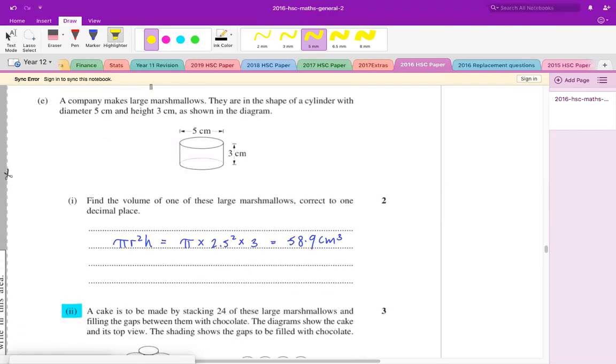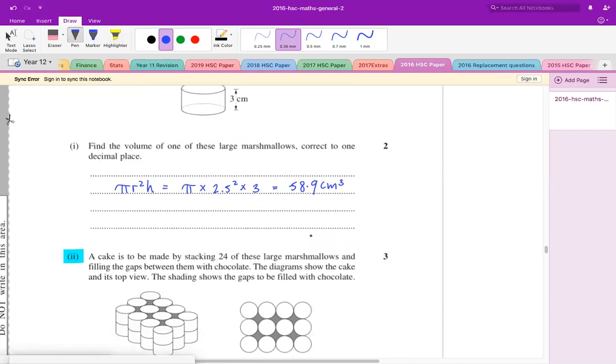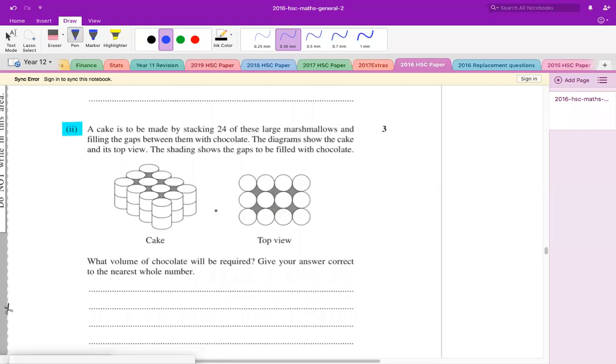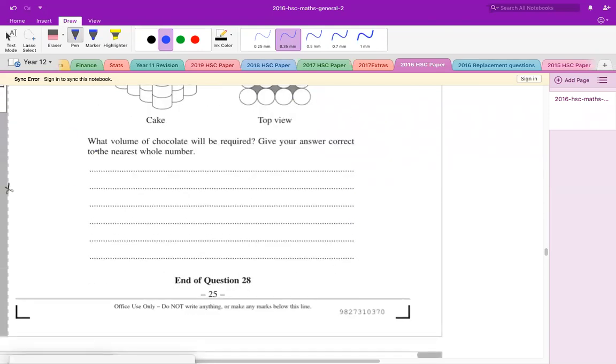Question 28E, the marshmallow question. Question 1 is pretty straightforward. You put it into the formula. Second question, it wants to make a marshmallow cake and put chocolate into the gaps. So it asks how much chocolate is needed. So because it asks you for volume, you know definitely you're using V equals A times H.